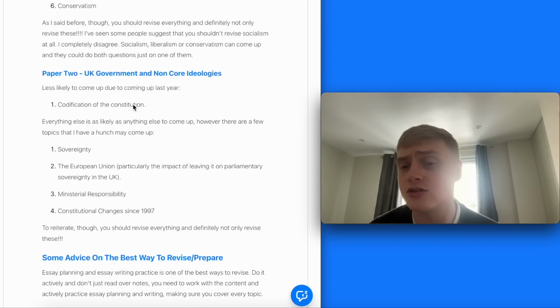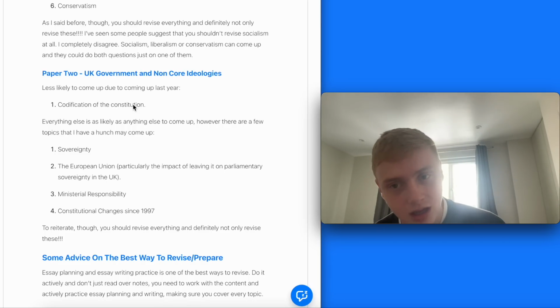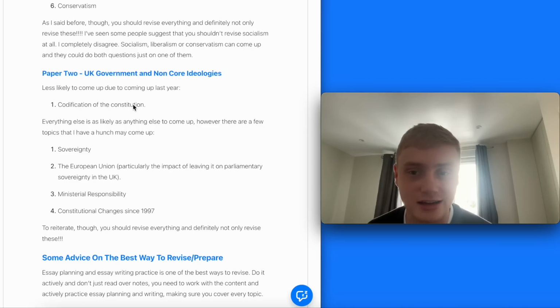Ministerial responsibility, I think, is relatively likely to come up. The PM and the cabinet could easily come up as well, as part of the PM and the executive topic. It's not that ministerial responsibility is definitely going to come up, but it's a relatively easy one to revise for, because there's not too many questions that get asked about whether ministerial responsibility is still important.